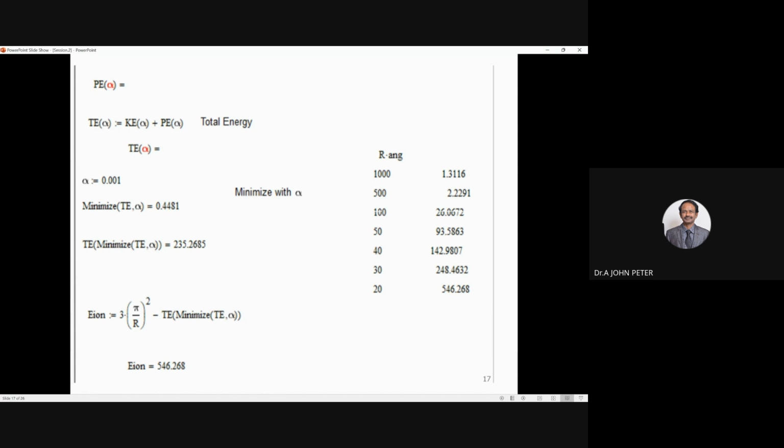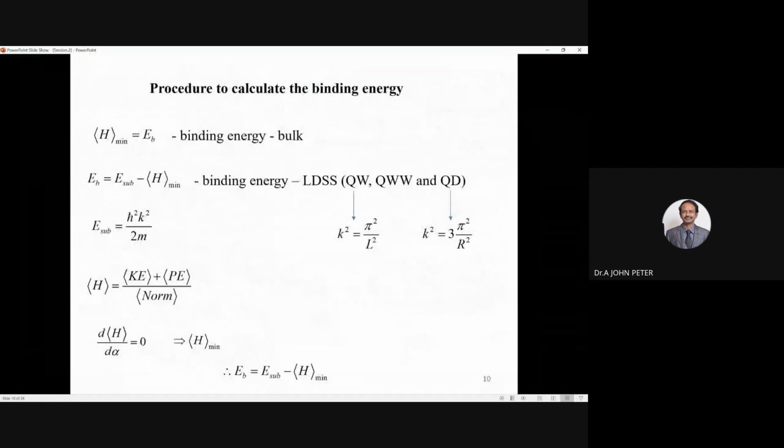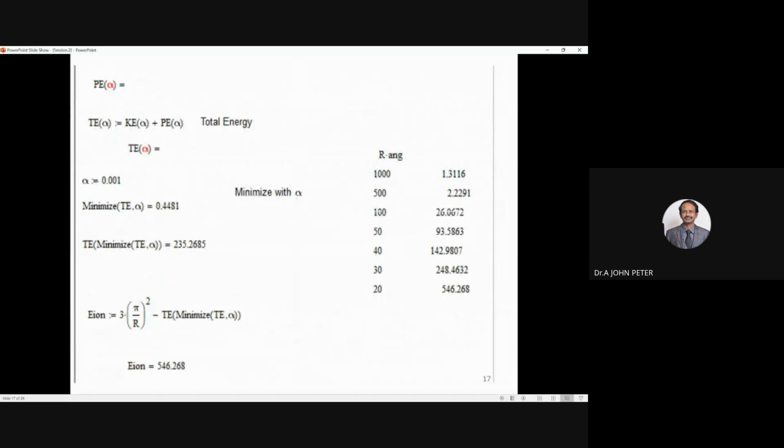This formula we already know. Can you remember? Sub ion energy minus H minimum. Earlier, E binding energy equals, see the last one, 3 pi squared by R squared minus total energy. We already studied earlier, on slide number 10, EB equals E sub minus H minimum. So now we have obtained H minimum. The computer itself will do. So the E binding energy that we have obtained for 20 angstrom is 546.268. So it's very clear that for 20 angstrom, the answer is 546.